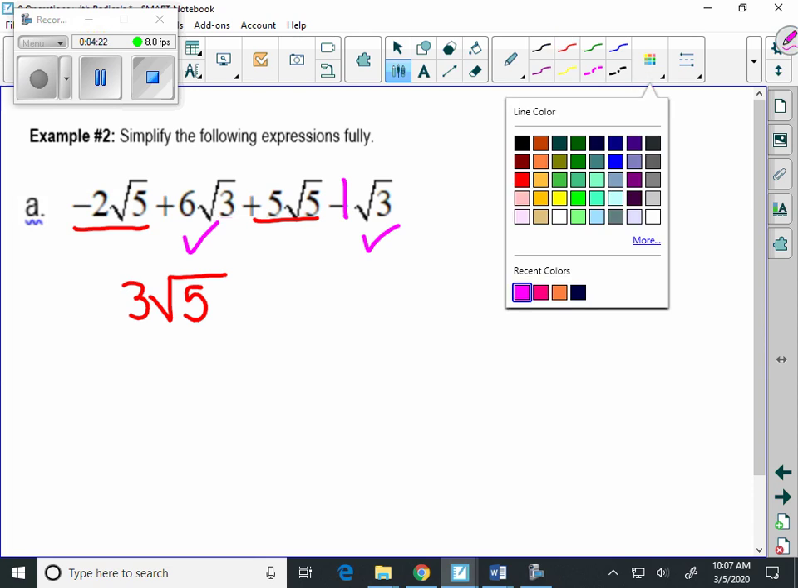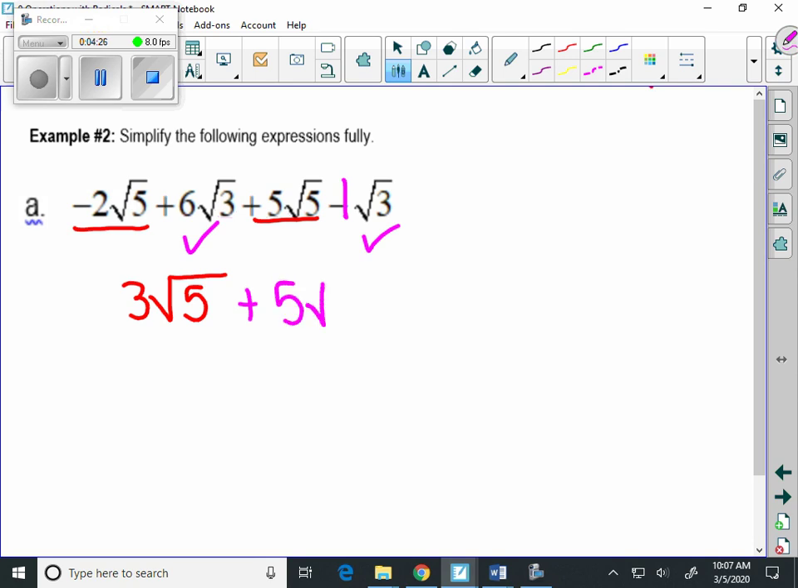Plus 6 radical 3 minus 1 radical 3 is 5 square root of 3. 6 minus 1 is 5. That's where the number came from out in front. And then we leave the radical as it is. We don't change that square root.